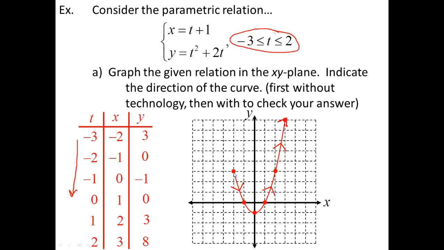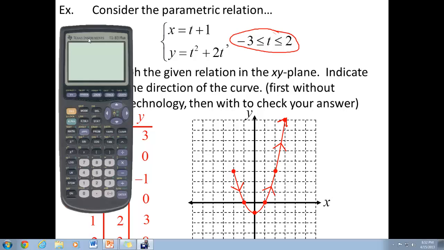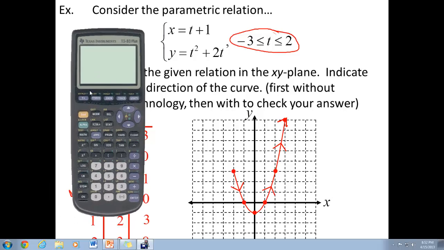Alright, so we've done this without technology. Now let's check our answer with technology. Let me see if I can pull my calculator back up. So once again, let's double check, make sure I'm still in all the right mode. Alright, we'll go to our y equals screen. Let's clear out what we had before. X equals t plus 1. Y equals t squared plus 2t.